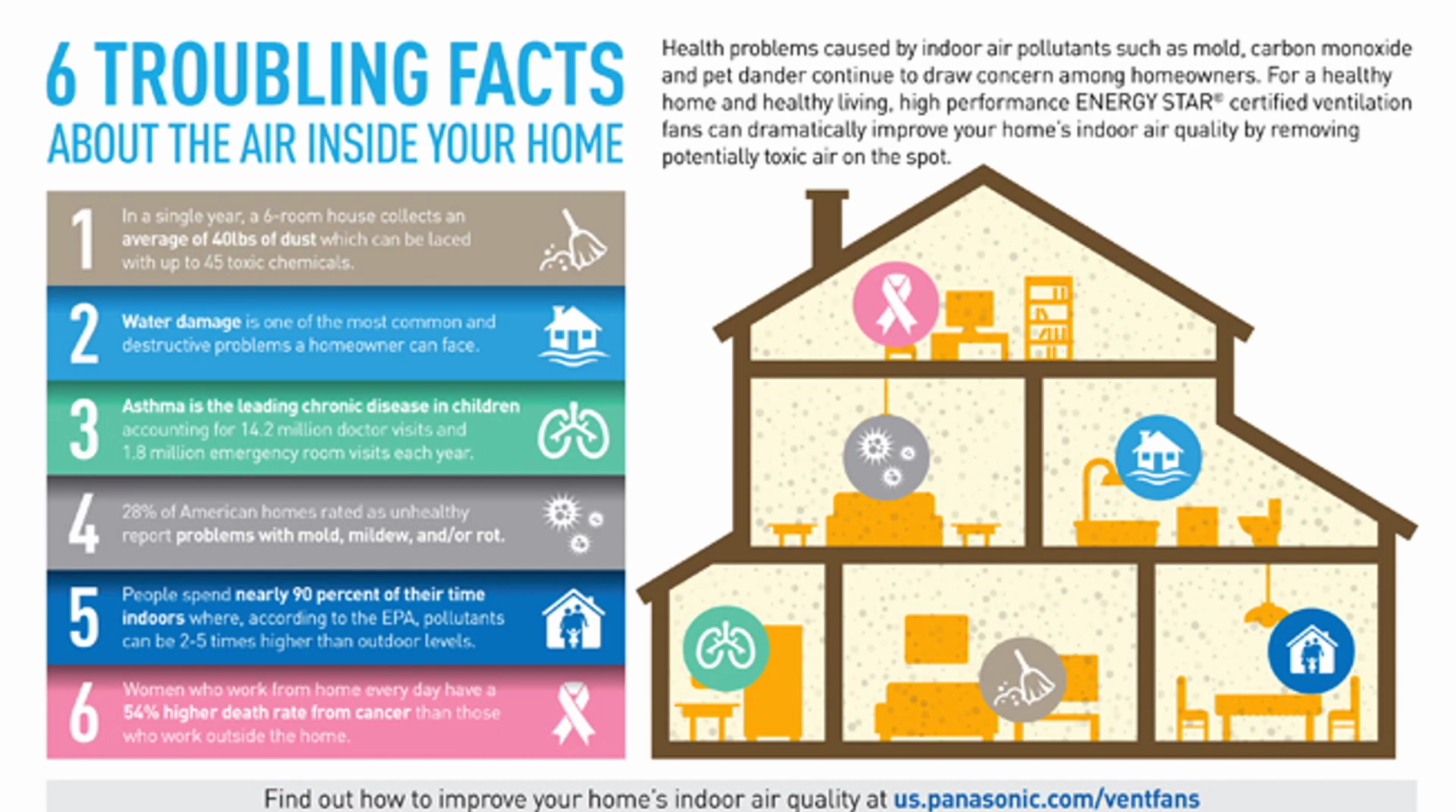In this image here, you can get an idea of some of the important information about the air inside your home. In a single year, a 6-room house collects about 40 pounds of dust, which could be laced with up to 45 toxic chemicals. Water damage, of course, is an issue. Asthma is the leading chronic disease in children. I'm sure many of you watching this video right now, in fact, have some form of asthma. Maybe not all of you, maybe not most of you, but there are certainly some of you.